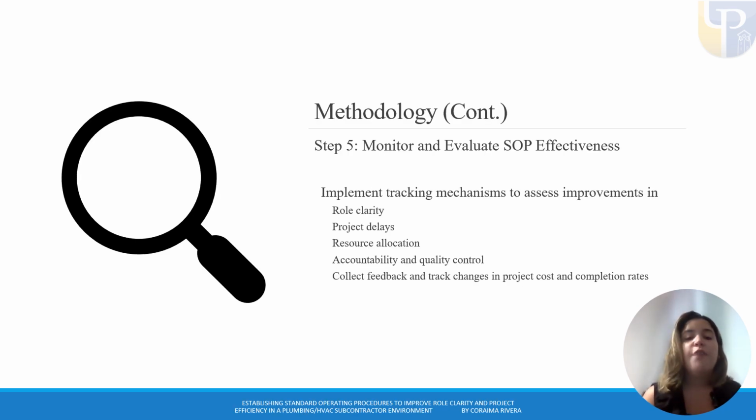For step 5, we will monitor and evaluate SOP effectiveness. Implementing this SOP system requires us to also track the mechanism to assess improvements. We need to make sure that the roles are clear, the project delays are reducing, that we are allocating our resources well, that the accountability and the quality control is being met, and that we are collecting feedback and tracking changes in project cost and completion rates.